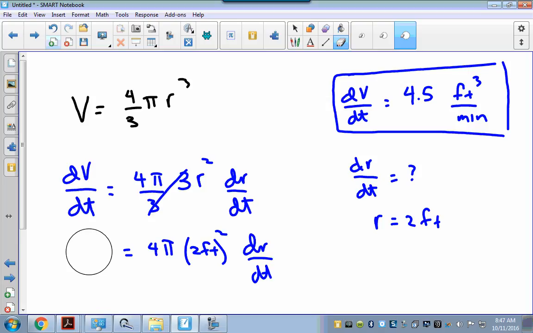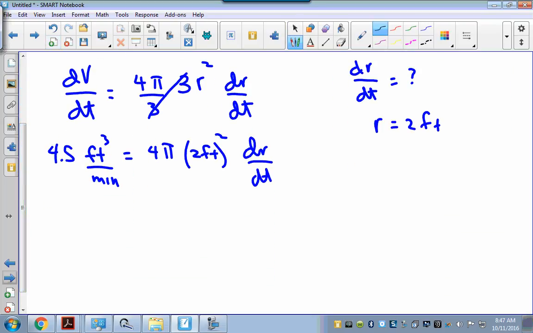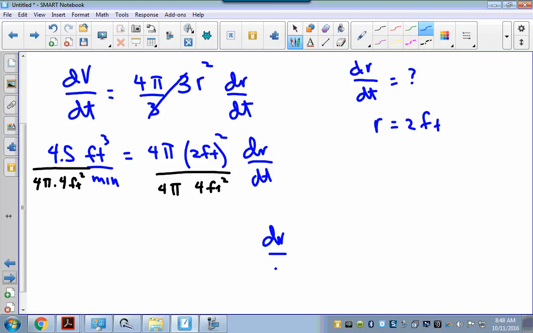On this 4.5 over here, let me write this as 4.5 cubic feet per minute, just to emphasize the units. Notice that if we're trying to find dr/dt, we have to divide both sides of this equation by 4 pi, and then 2 feet squared would be 4 feet squared. Divide that and divide this by the same number. So 4 pi times 4 feet squared. The reason I wanted to do this was just to look at the resulting units. So we have dr/dt, and on the left side, the square feet goes out with the cubic feet, just leaving feet per minute. And the number is 4.5 over 16 pi. Feet per minute, dr/dt.